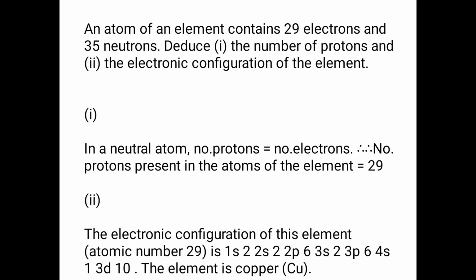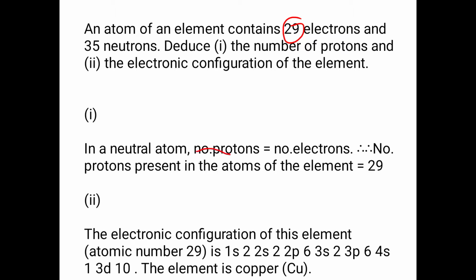Children, another type of questions you can also expect from this chapter. That is, an element contains 29 electrons and 35 neutrons. Deduce the number of protons and electronic configuration of the element. So, the element which contains 29 electrons, we know this indicates its atomic number. Any element having 29 electrons has atomic number 29 and the number of protons is also 29.